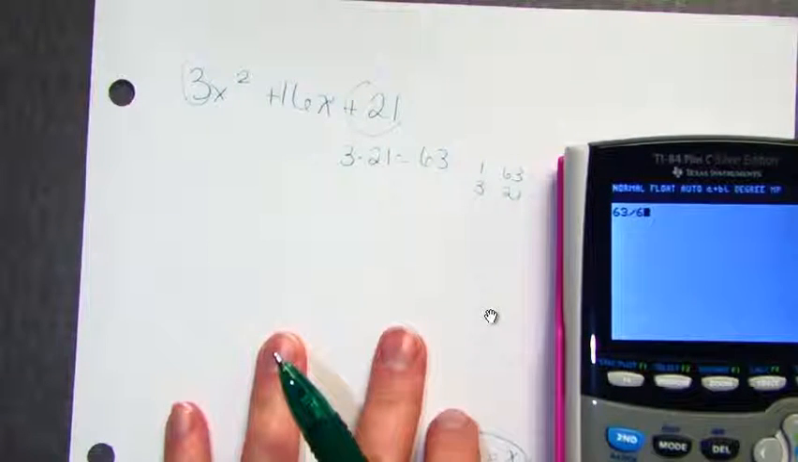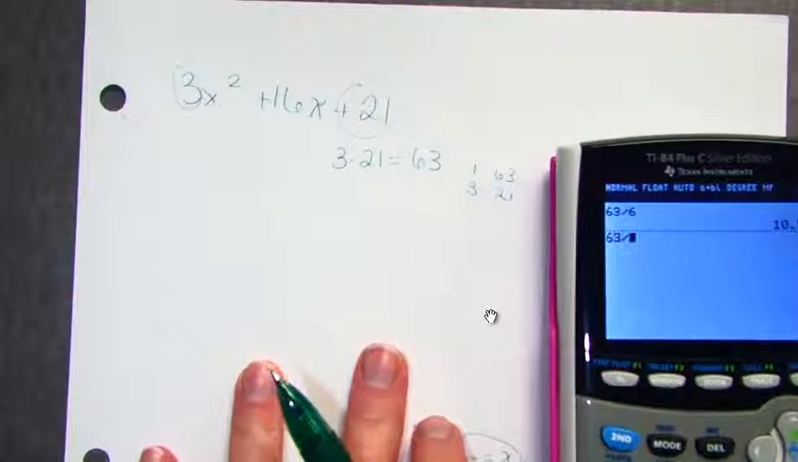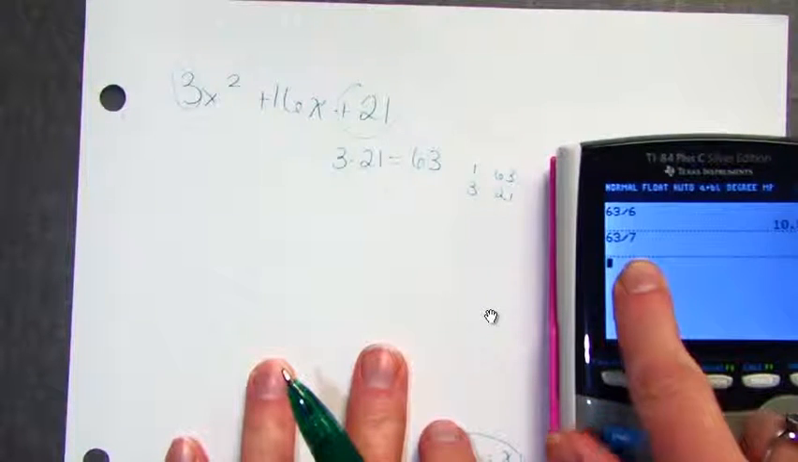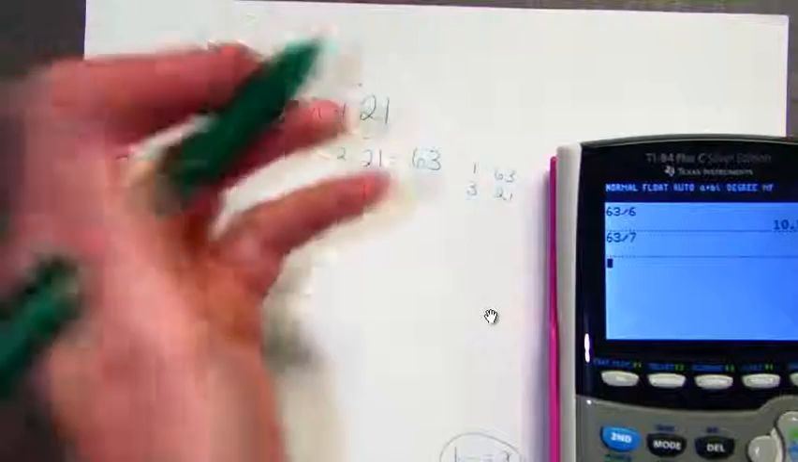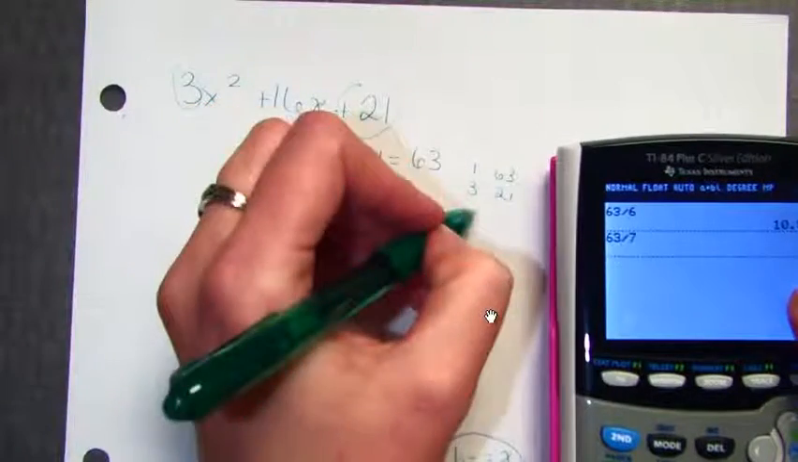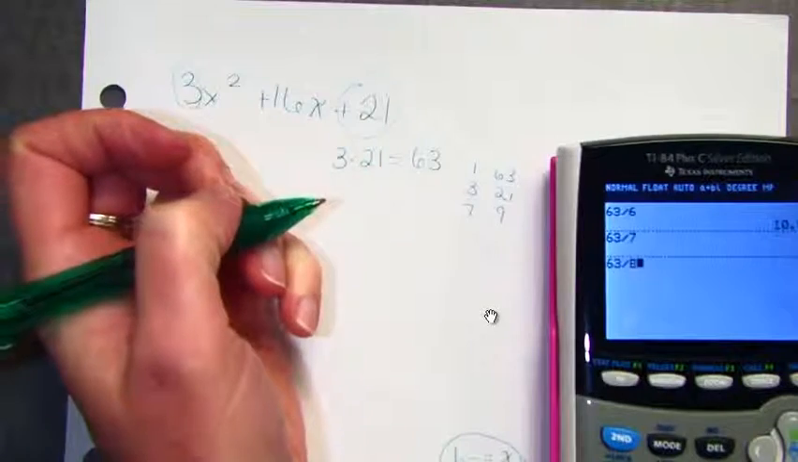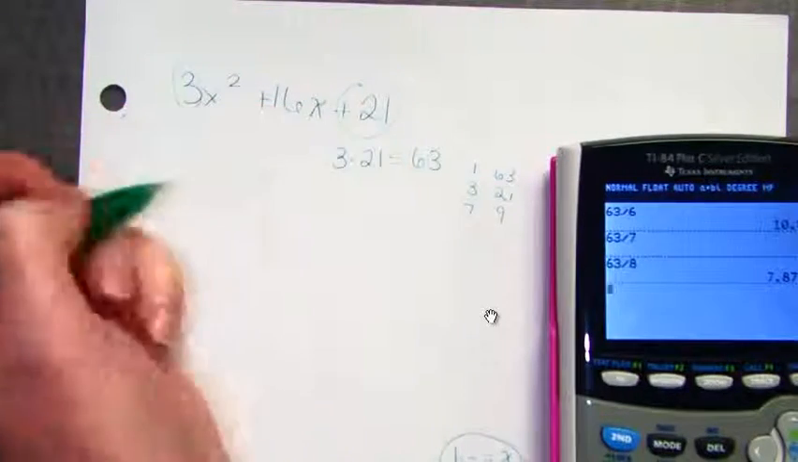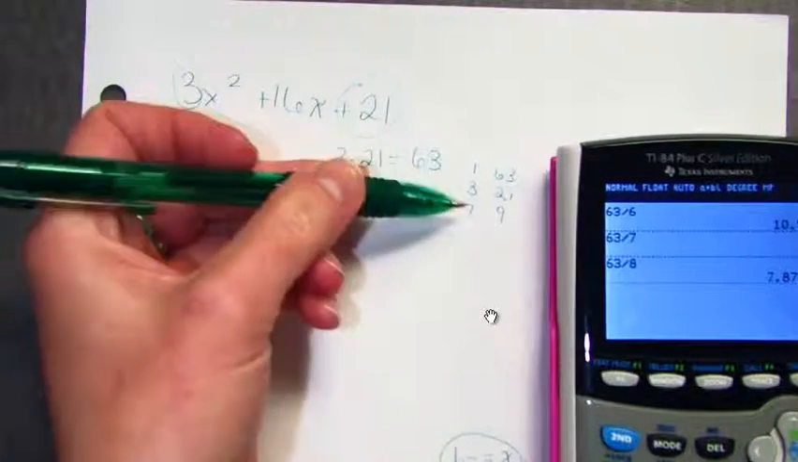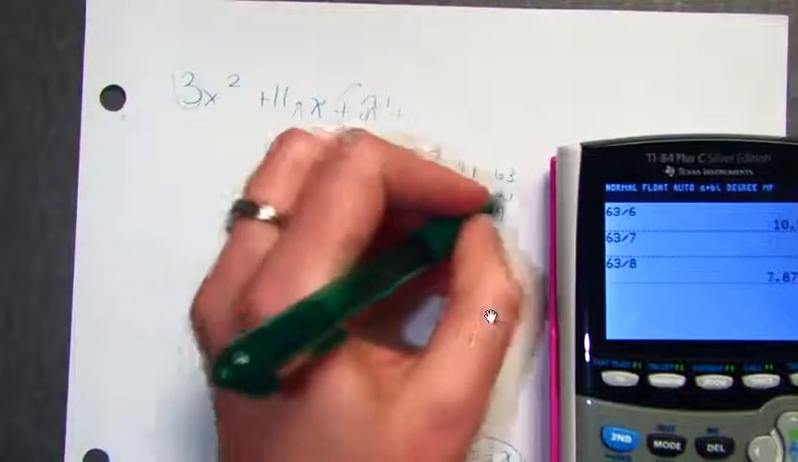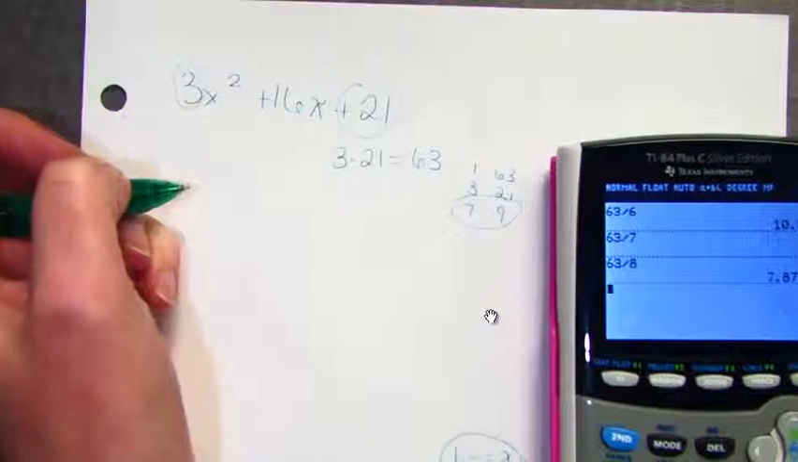63 divided by 6. We're looking for a nice even number. Ah, I did miss one. Looks like 63 divided by 7 gives us an even number of 9. 63 divided by 8, not going to work. Well, luckily, when I look at this, I have positive 7 times positive 9 gets me a positive 63. 7 plus 9 also gets us that 16x.